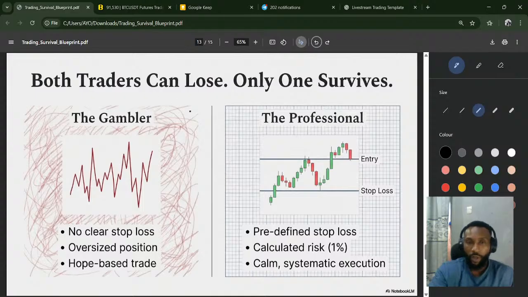All right, so both traders can lose. Only one survives: the gambler. This is what the gambler basically does. Because you are not different from those people that do this in Nigeria. You're not different from them at all. This is what a gambler basically does.